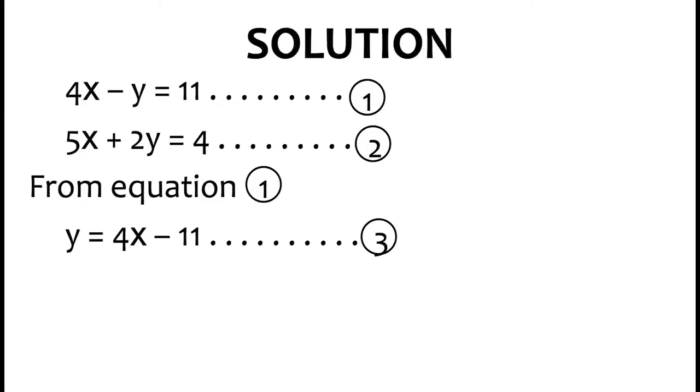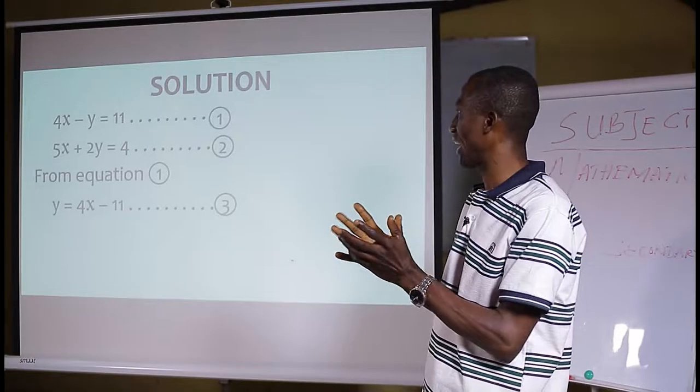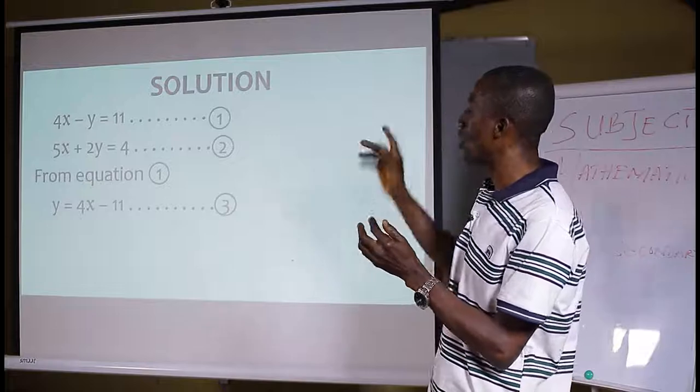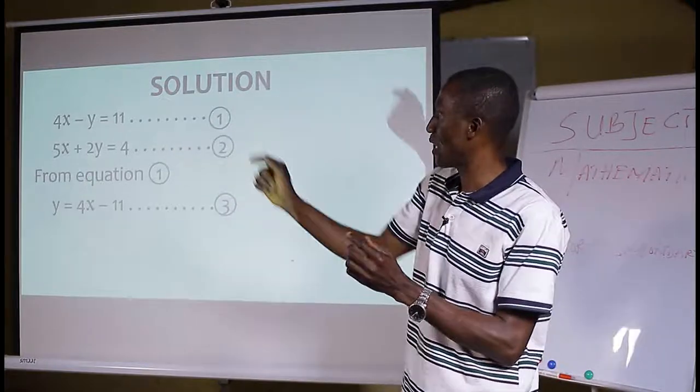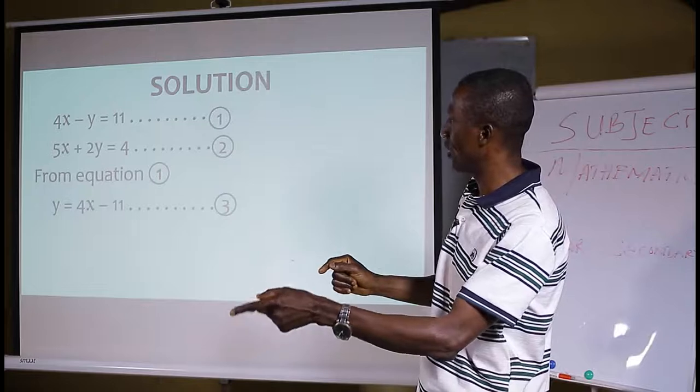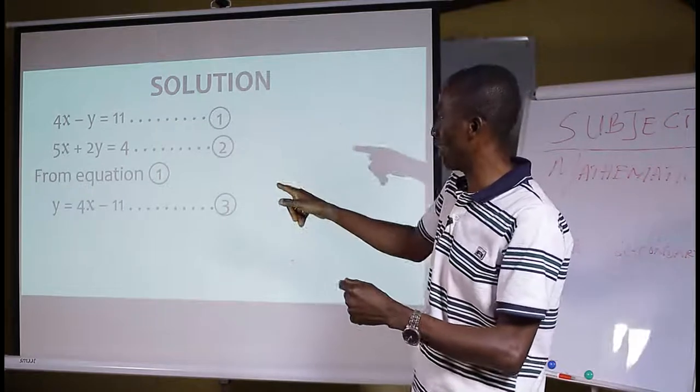So from equation 1, by making y the subject, you can see that y equals 4x minus 11. Why is it 4x minus 11? I got that by collecting the like terms. When plus 11 crosses to the right-hand side, it becomes minus 11. So that is why I have 4x minus 11.